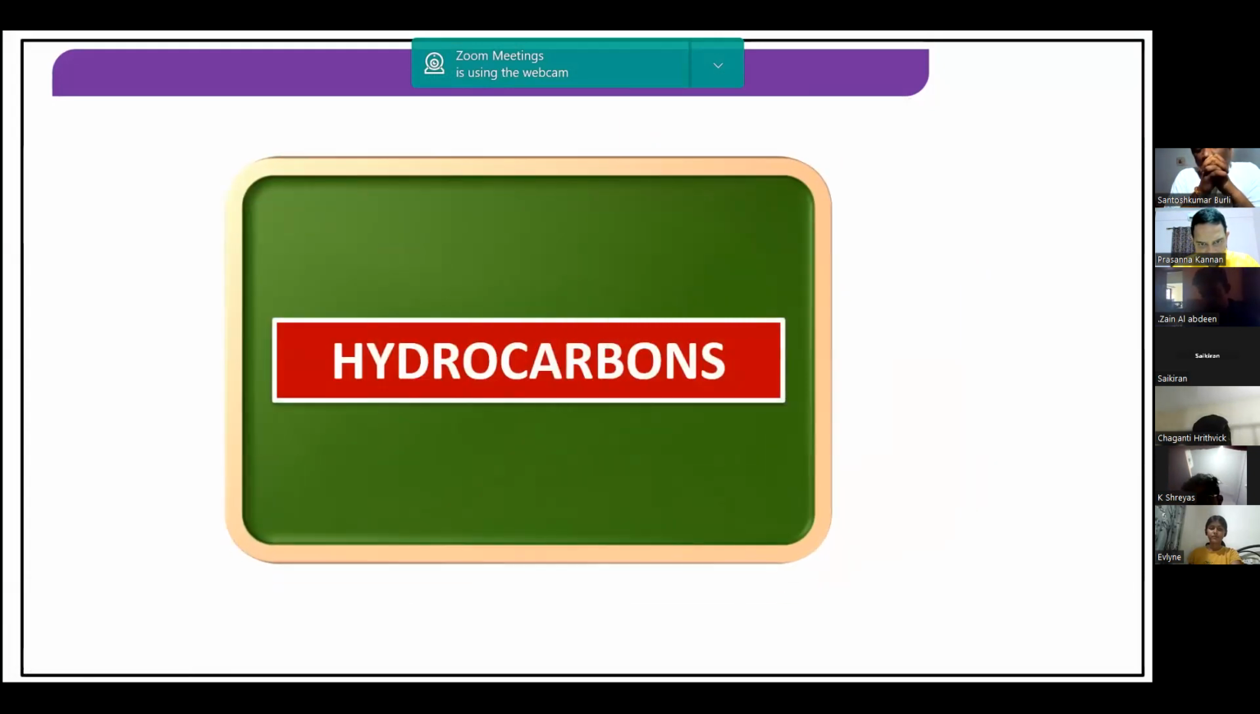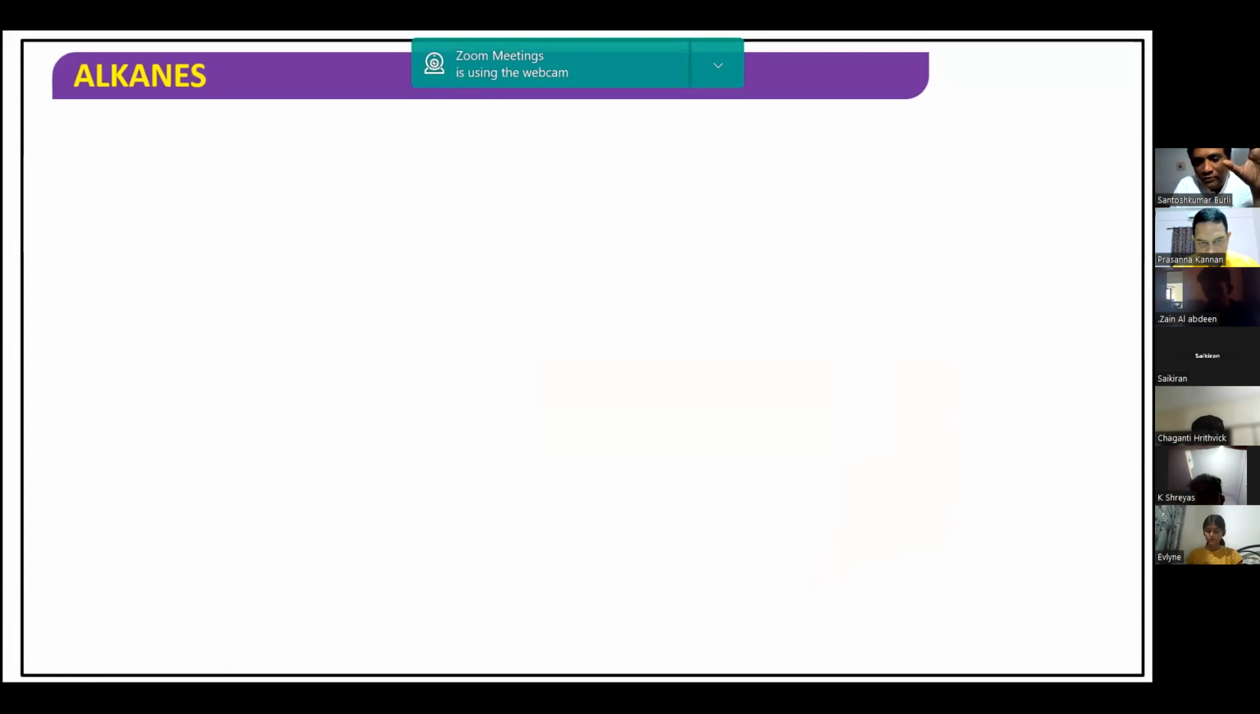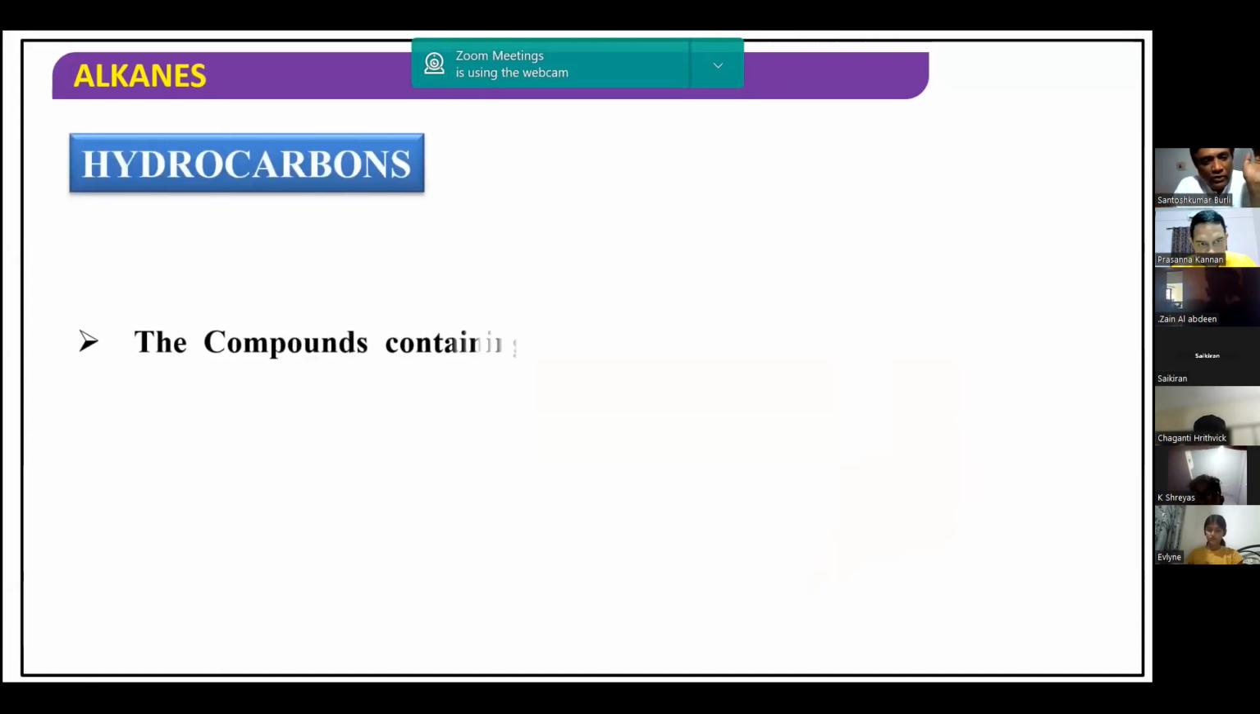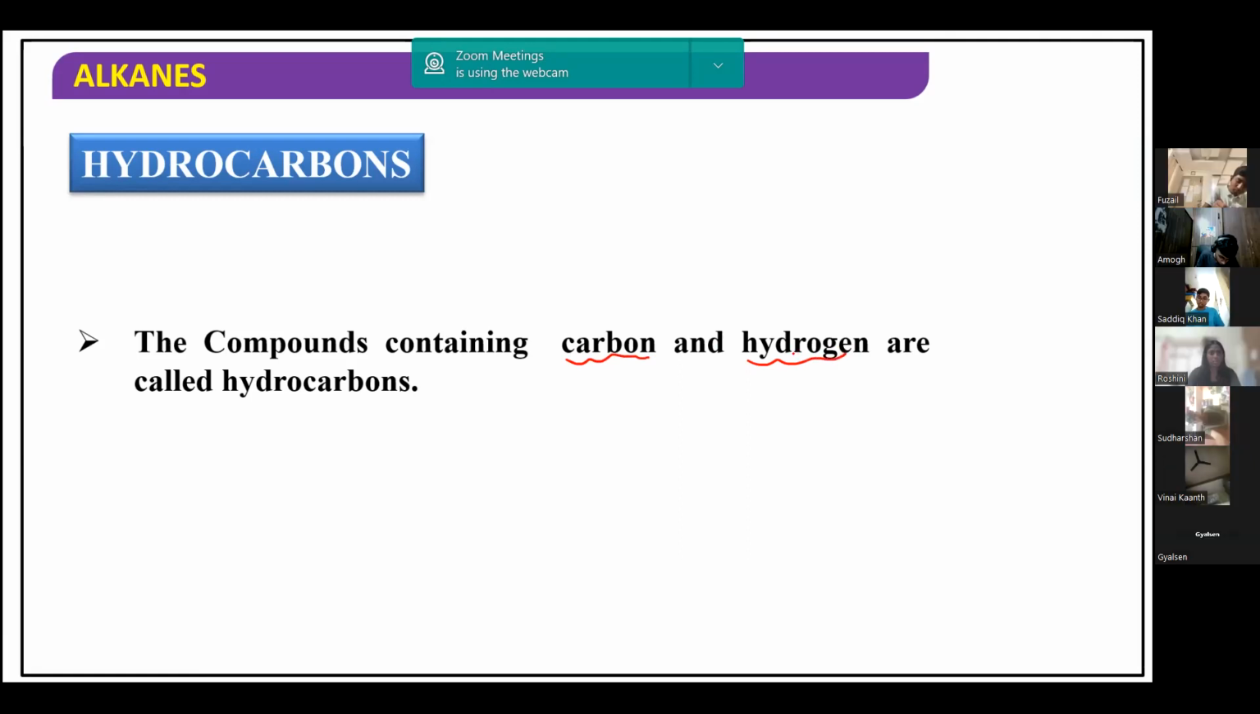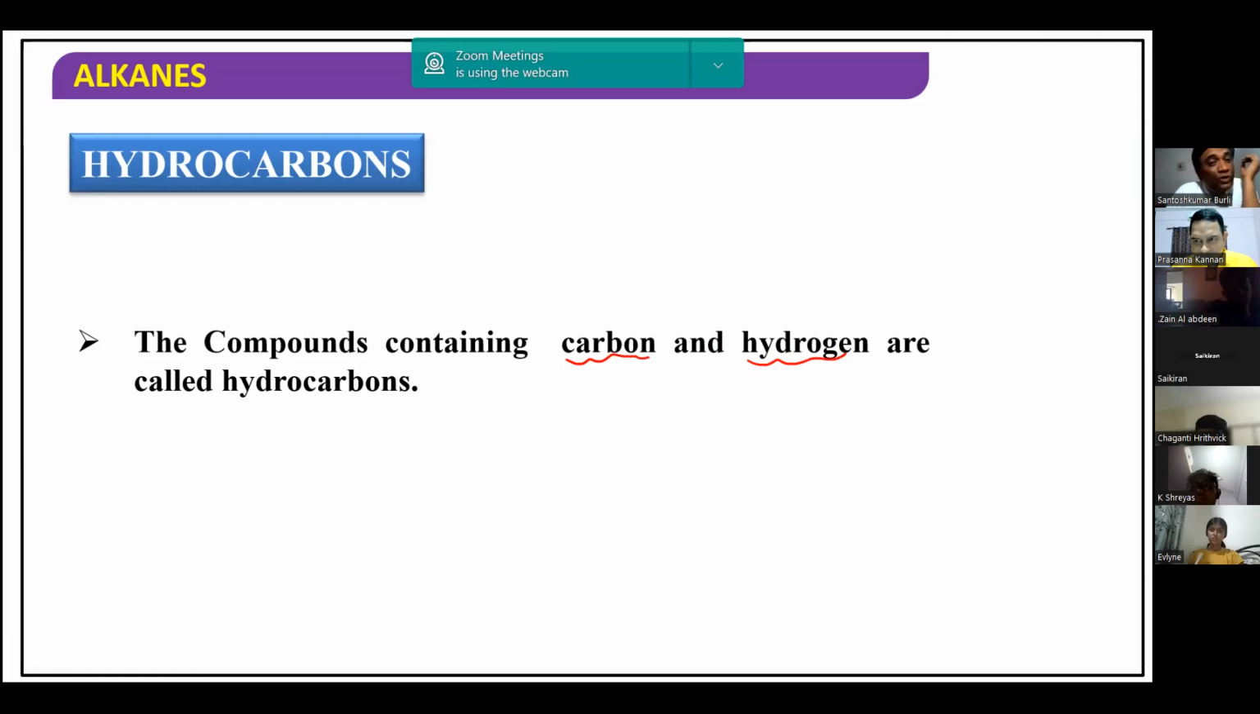Let us start with hydrocarbons. I hope you know what hydrocarbons are. The name itself is self-explanatory. Hydro means hydrogen, carbon means carbon. So the compounds which contain carbon and hydrogen only, no other elements, only these two elements, one is carbon and another is hydrogen, are called hydrocarbons.